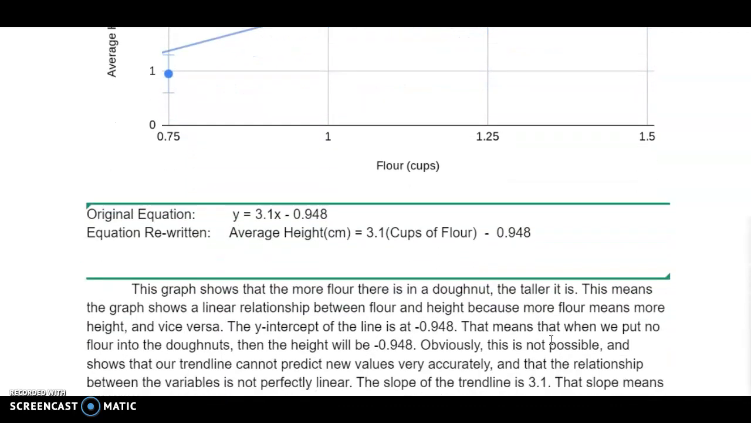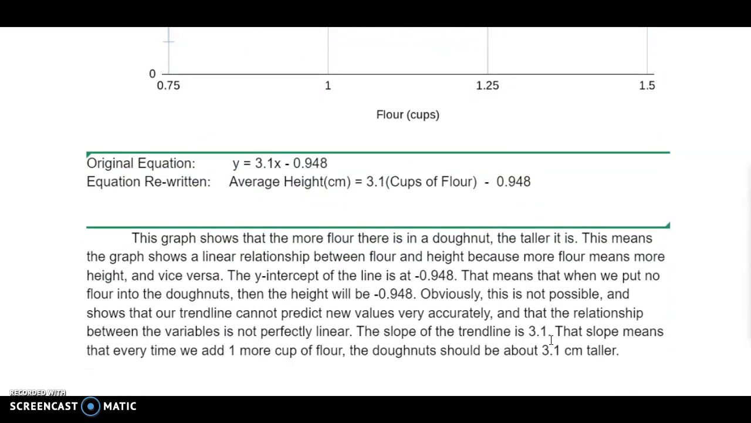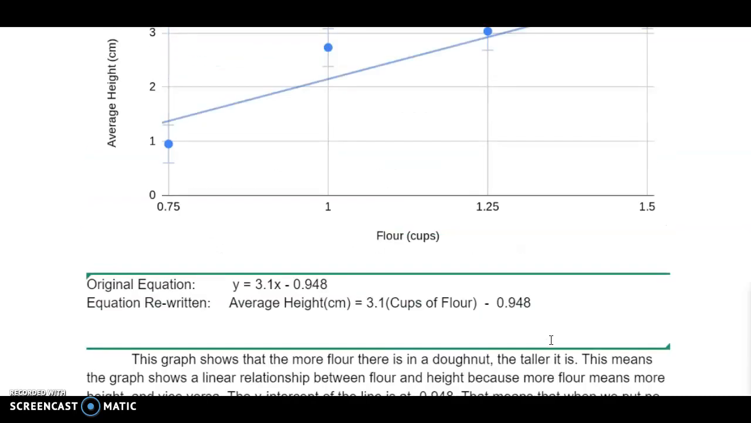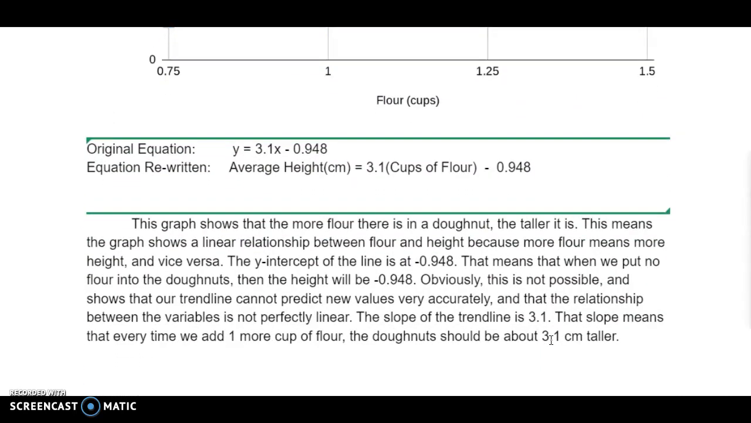So the analysis section should contain three parts. The first part is to talk about the shape of the graph. Trotter says this graph shows that the more flour there is in a donut, the taller it is. This means the graph shows a linear relationship between flour and height because more flour means more height and vice versa. So we can see that nice linear trend line.